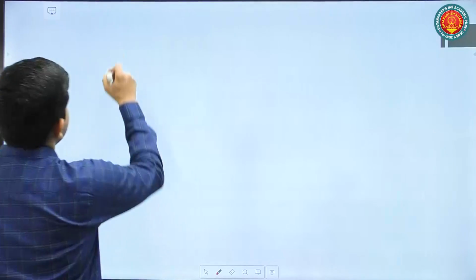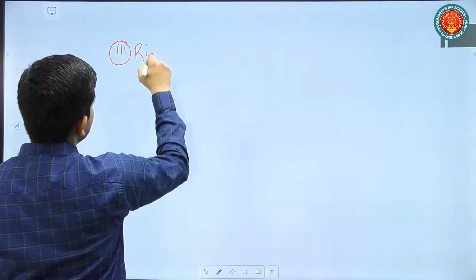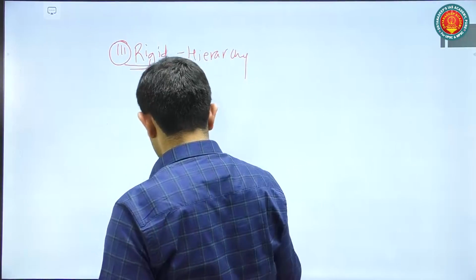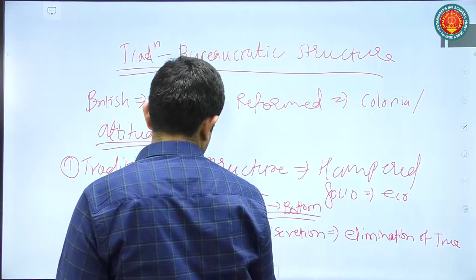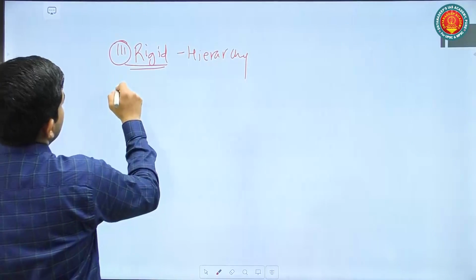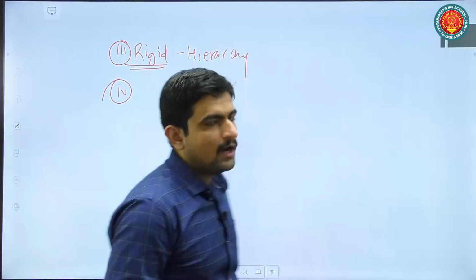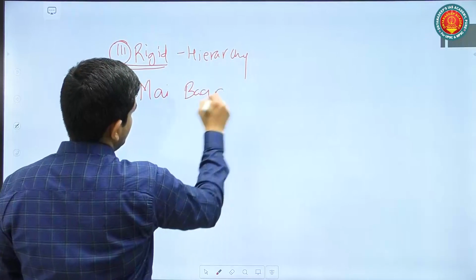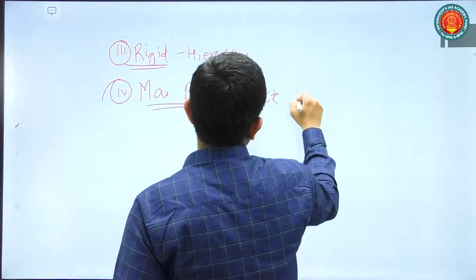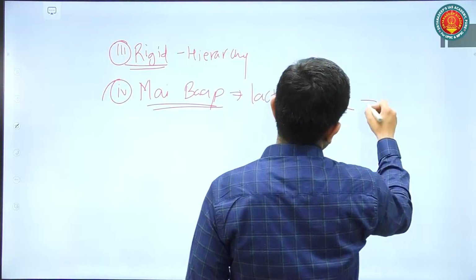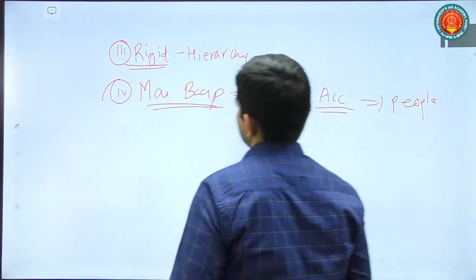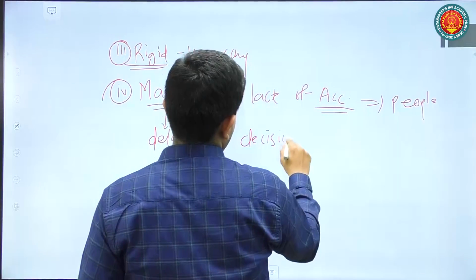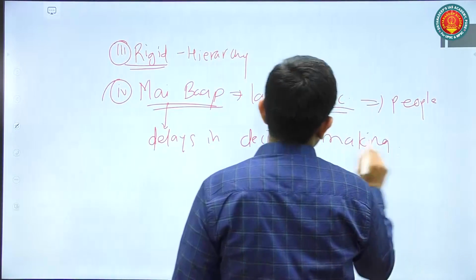Then traditional structures like rigid hierarchy, that we have discussed. Okay, so let us take another traditional structure. Another traditional structure you can talk about is that our bureaucracy is still based upon the 'mai-baap sarkar' attitude. That results in lack of accountability of bureaucrats towards common people, which several times leads to delays in decision making. That also you can mention.